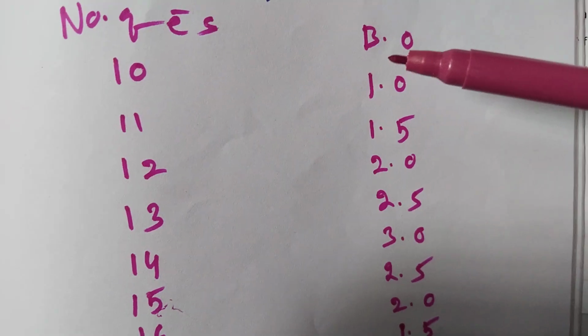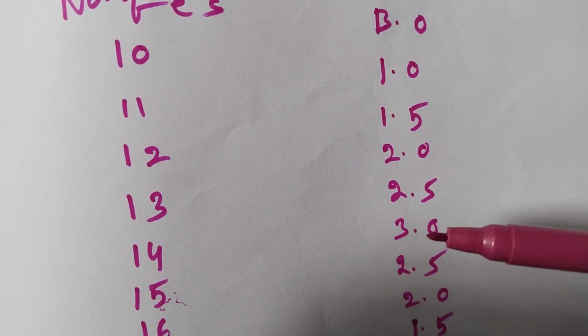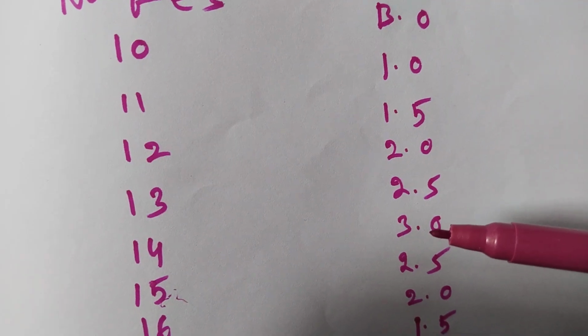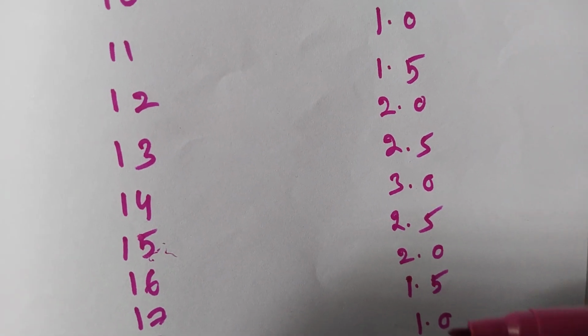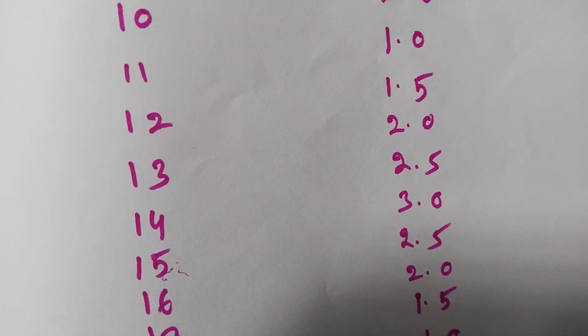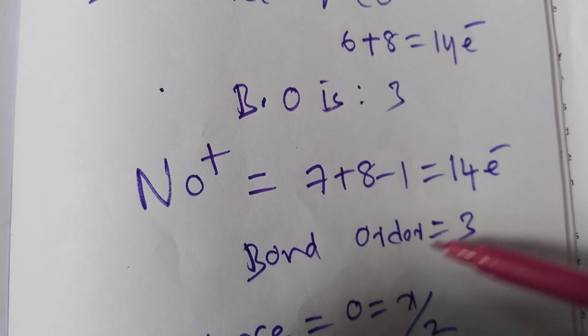Up to 14 electrons, the bond order increases by 0.5 unit, and at 14 the bond order is 3. After 14, the bond order decreases by 0.5 unit. This is one of the tricks; we can easily find out the bond order. So for CO, number of electrons 14, bond order 3.